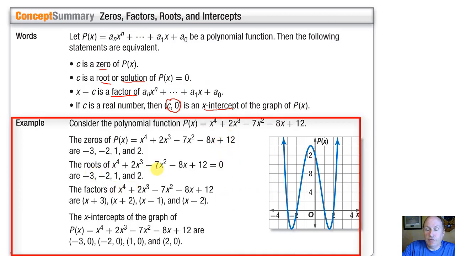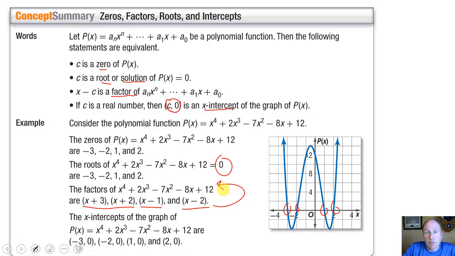They're all tied together. And so here's an example of a polynomial function. And we learned that the zeros are at -3, -2, 1, and 2. That also means that's where the x-intercepts occur. And those are the roots of the polynomial equation when we set it equal to 0. And finally, that also tells us that x plus 3, x plus 2, x minus 1, and x minus 2 are all factors of this polynomial. In fact, if we multiplied them all together in a massive distribution and distributed them out, we would get exactly that polynomial. And so each of those points is also an x-intercept as well.